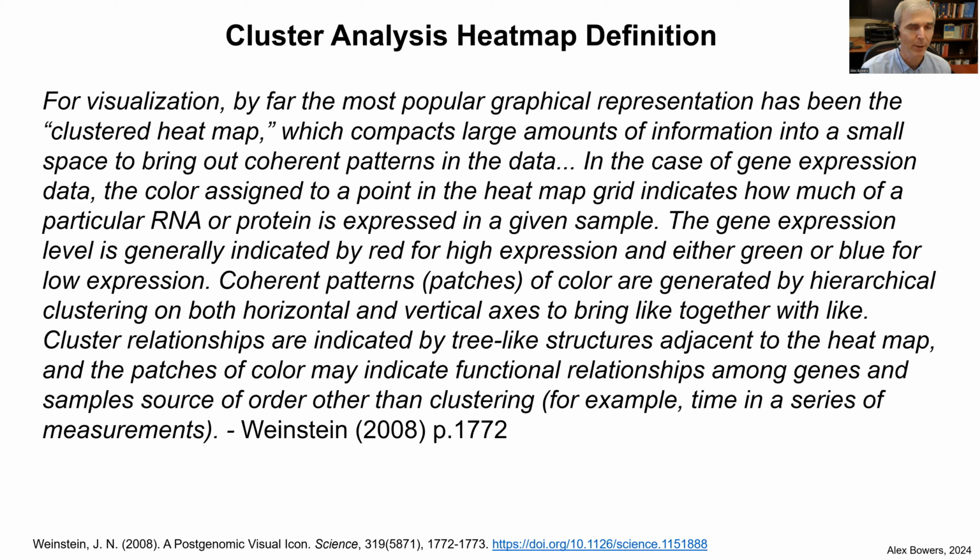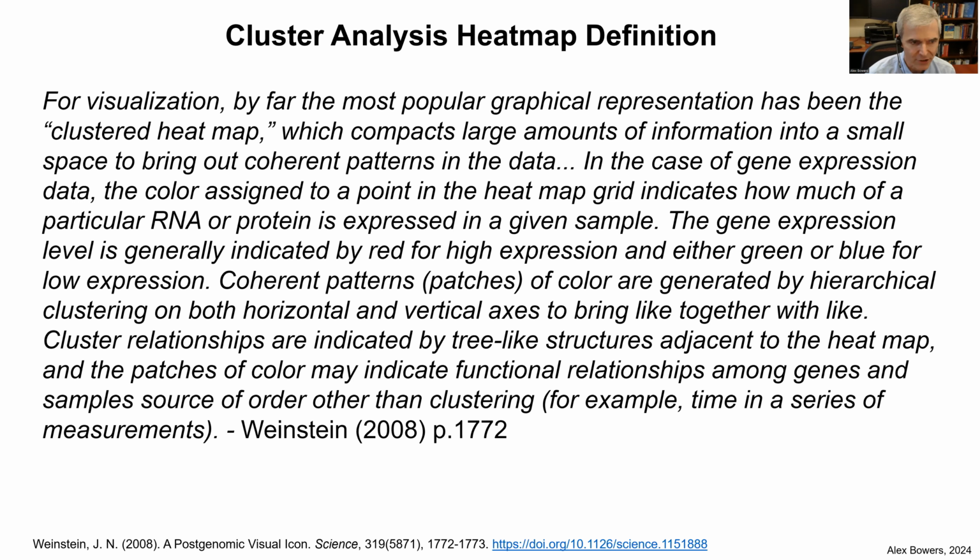In the case of gene expression data, which a lot of this work is from, bioinformatics in the early 2000s, so that's why they're talking about gene expression data, the color assigned to a point in the heat map grid indicates how much of a particular RNA or protein is expressed in a given sample. The gene expression level is generally indicated by red for high expression and either green or blue for low expression. Let me repeat that. So again, it's a heat map. Red is high, blue is low.